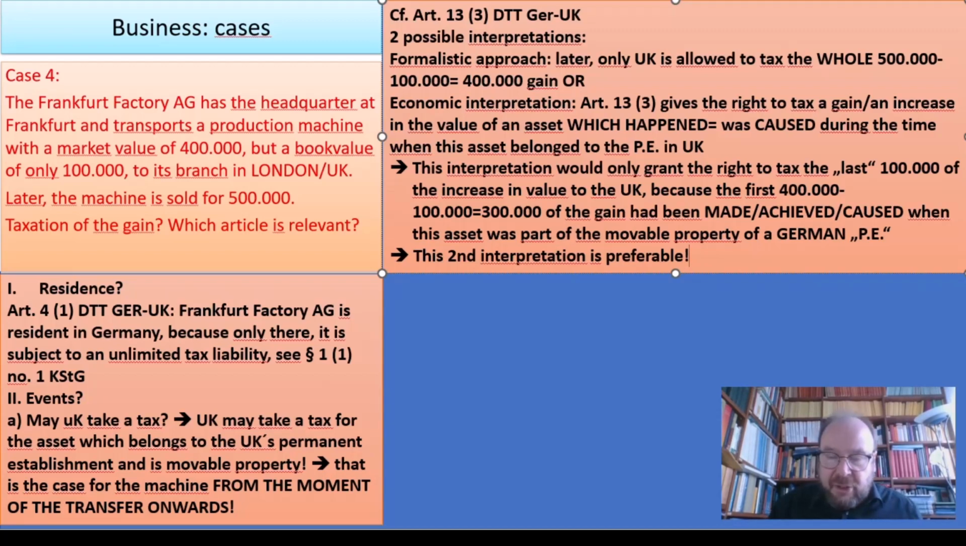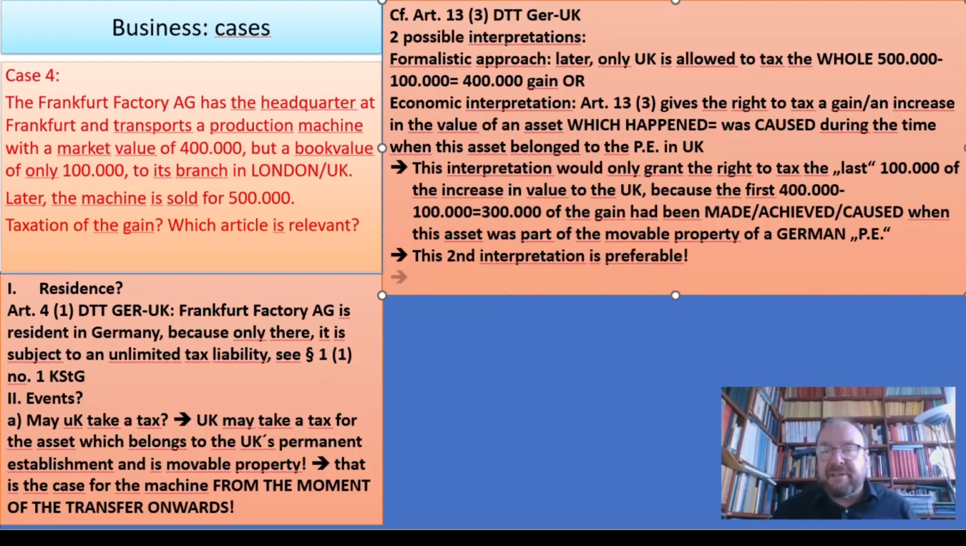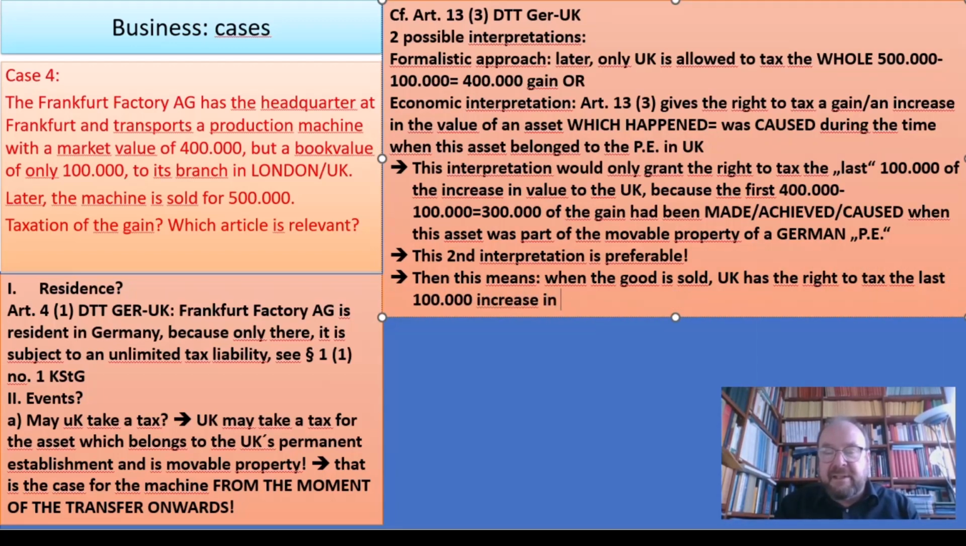However, you will see that in German national law and many other domestic laws, the legislators were relatively cautious and decided to install some exit taxation or things like that, which already triggers taxation at the moment when the good crosses the border. However, if you really interpret that according to the economic interpretation of the rules, then this means when the good is sold, the UK has the right to tax the last 100,000 increase in value. Germany retains the right to tax the first 300,000.